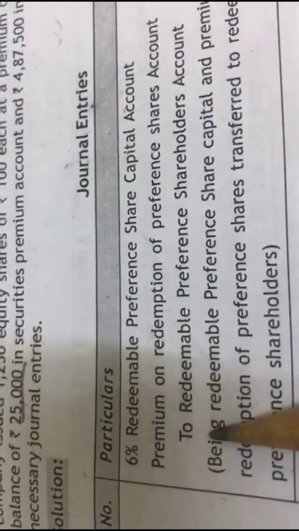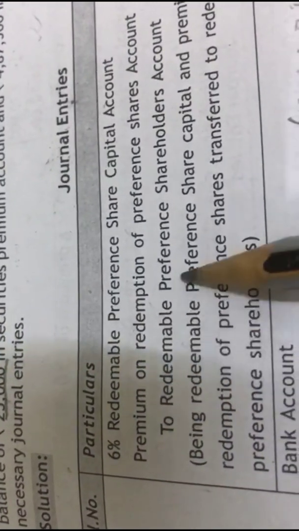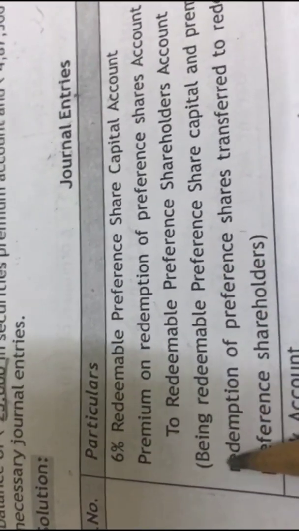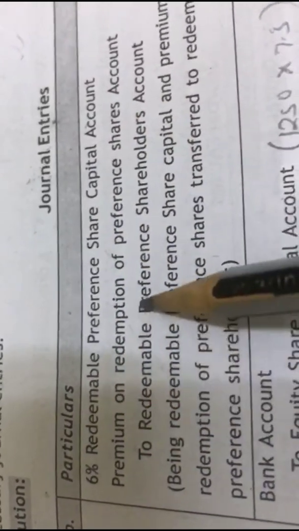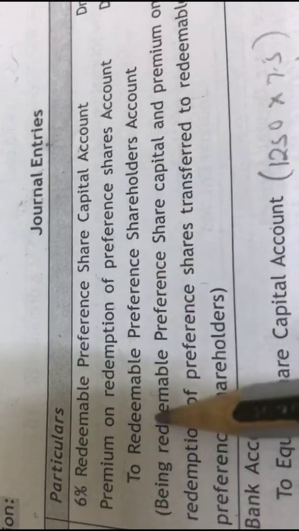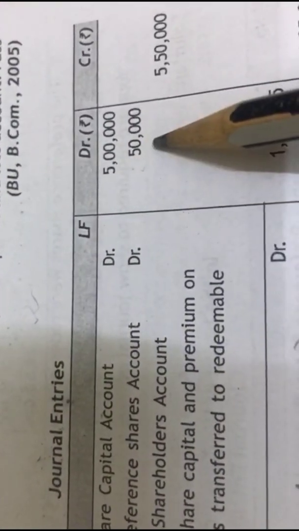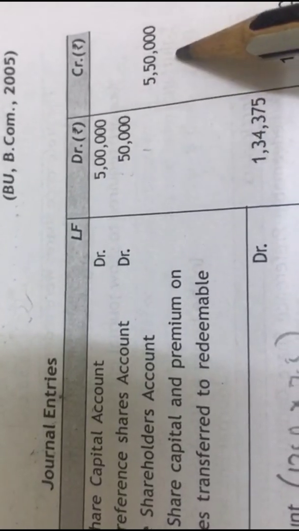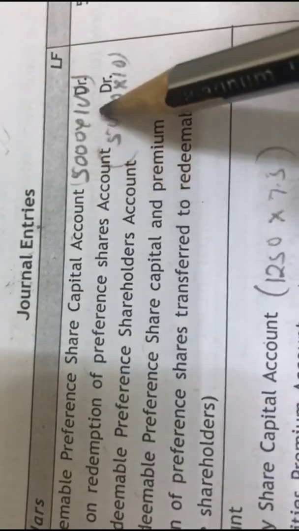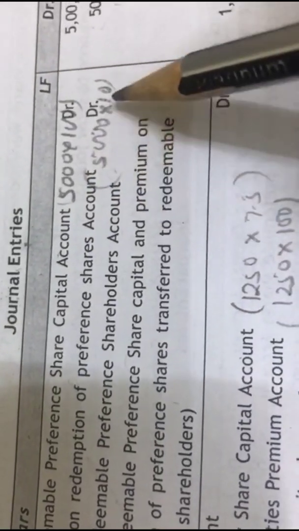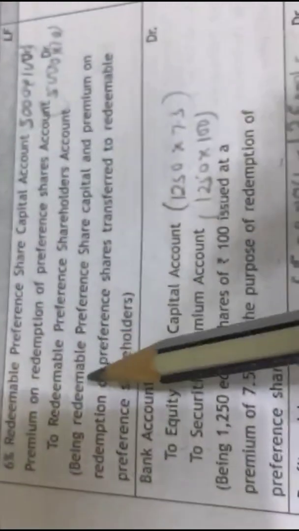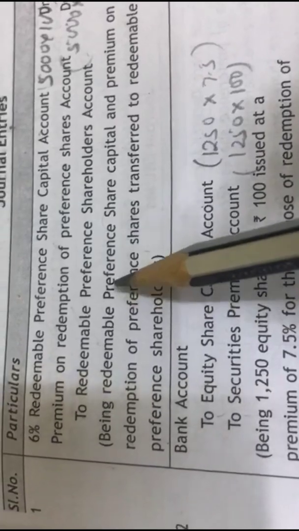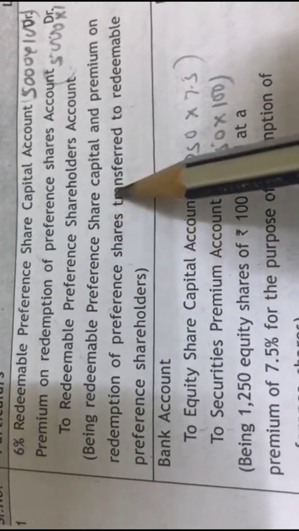So, first journal entry is for showing the amount due to preference shareholders. What is the journal entry? 6% redeemable preference share capital account debit, premium on redemption of preference shares account debit, to redeemable preference shareholders account. So, 5 lakh plus 50,000 premium, so total 5 lakh 50,000. That is 5,000 into 100 rupees, students, and 5,000 into 10 rupees premium. So, 5 lakh and 50,000. So this is the first journal entry for showing the amount due to preference shareholders.